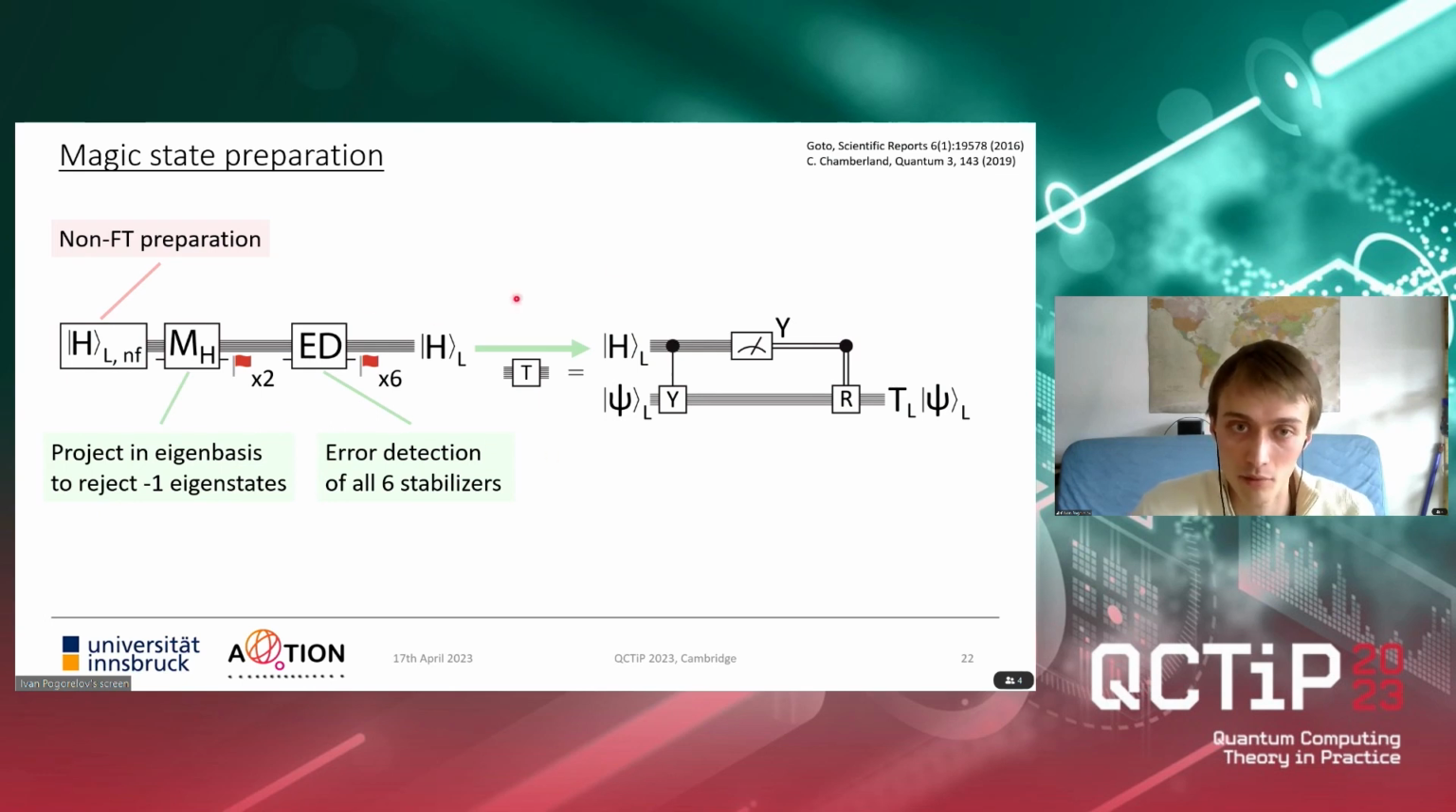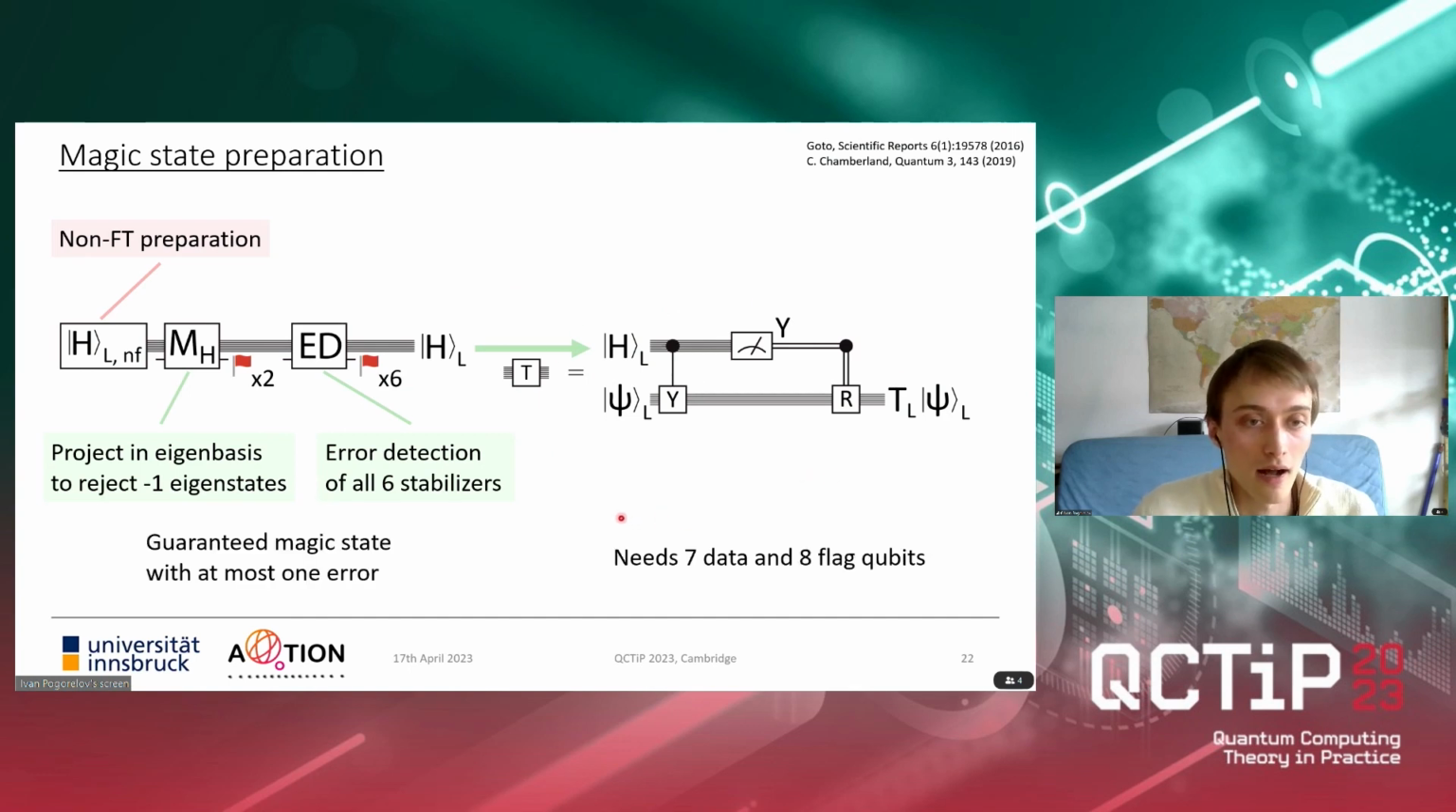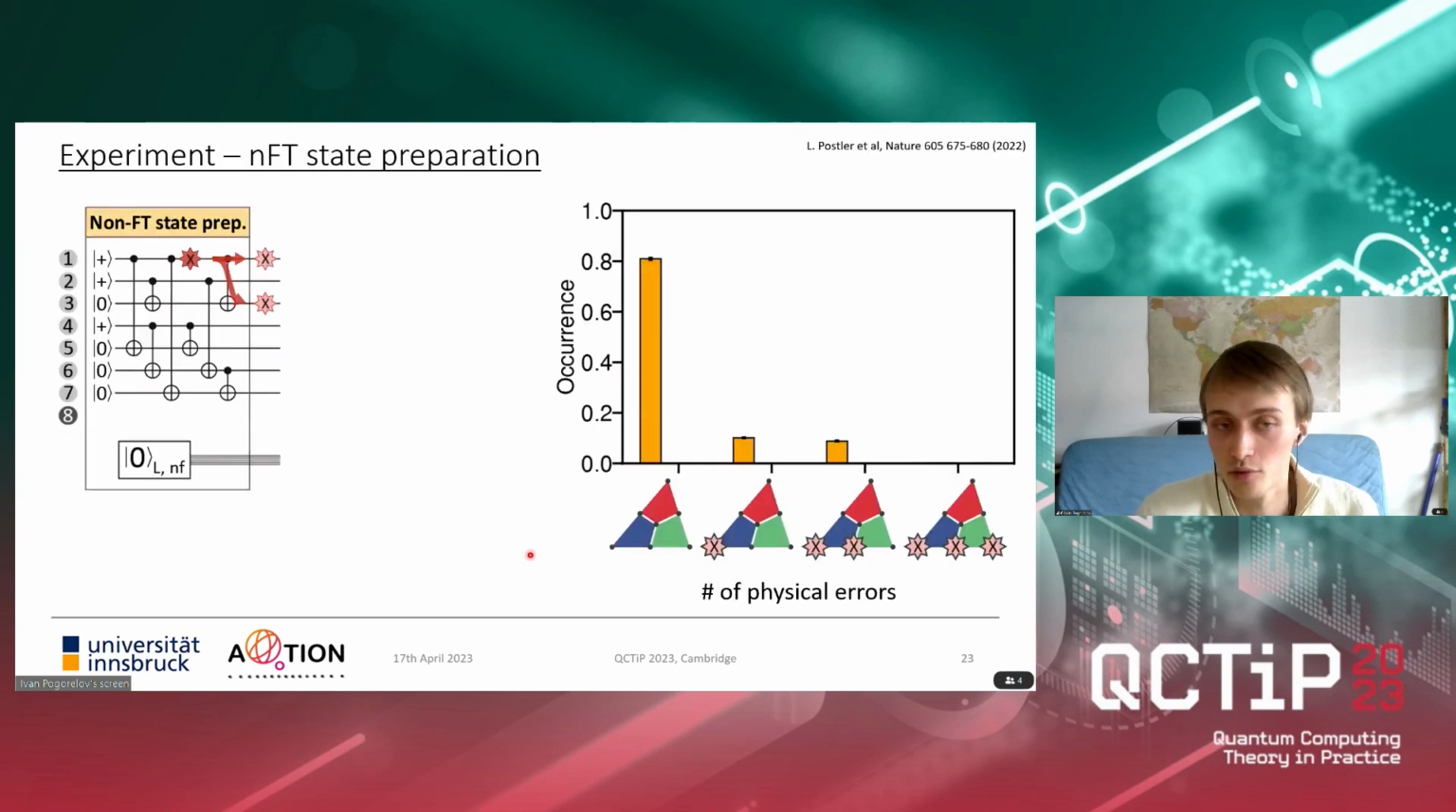And after that, we will inject it into our circuit to make a logical T-gate. So once we do this flag checkups, which actually need quite a bit of qubits, 8 flag qubits, we will guarantee that this magic state prepared has at most one error, which is corrected. Yeah, that was brief theory introduction.